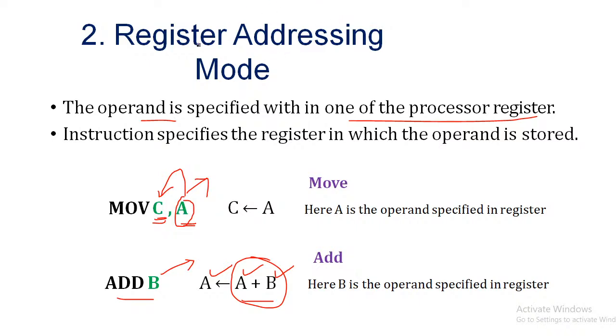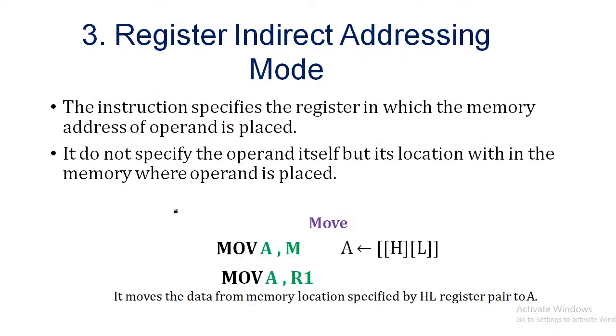Because the operands, this is very important, the operand is specified in one of the processor registers. Here it is A or B. This A and B are working as the processor registers. Okay. Now come to the register indirect mode.